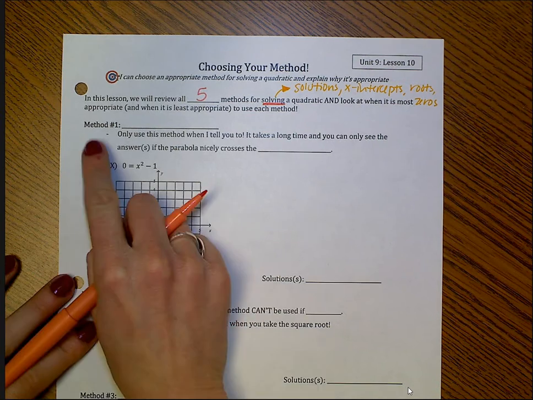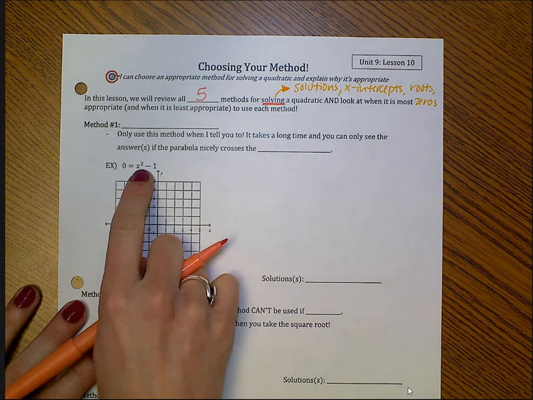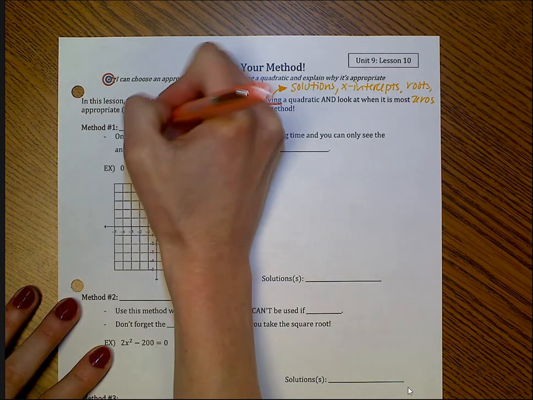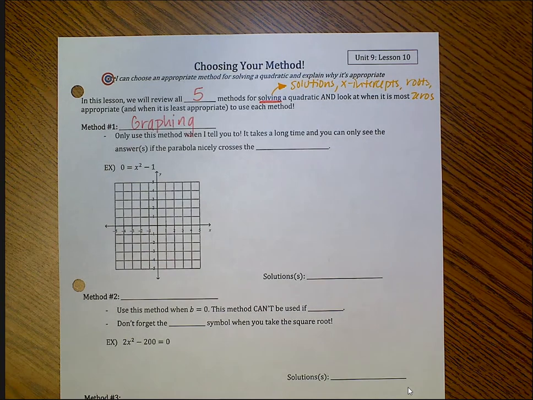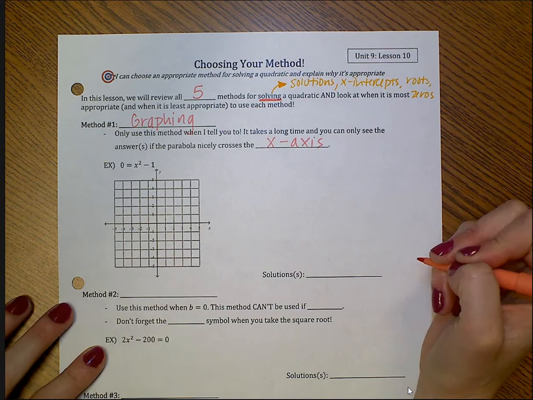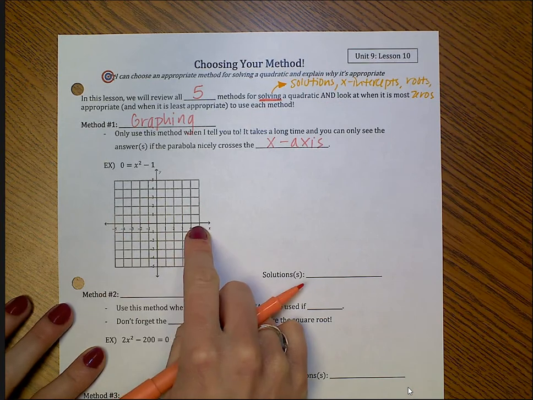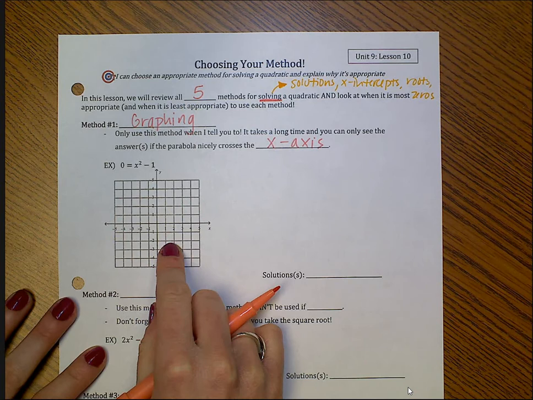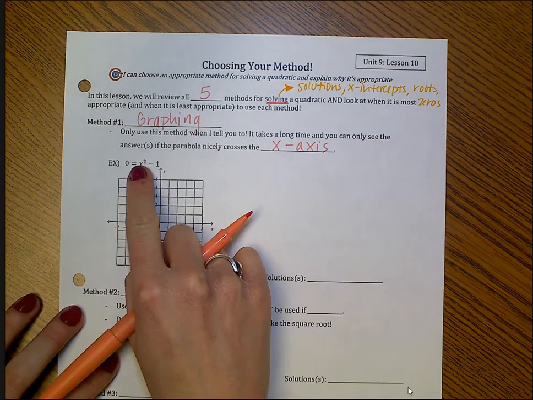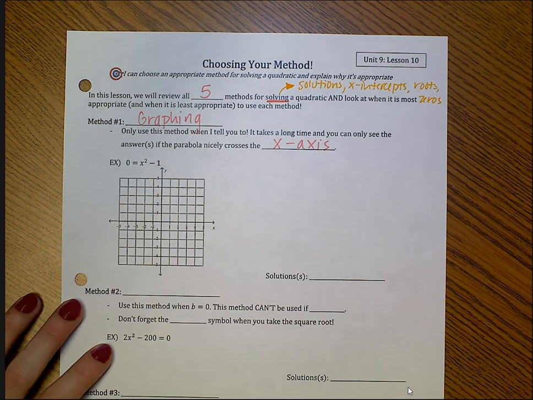Okay, the first method we learned for solving for x when you've got an x squared was graphing. Now, you should only use graphing if I tell you to solve it by graphing. It takes a long time, and it's not a very good method because you can only see the answers if the parabola nicely crosses the x-axis. If the parabola doesn't cross the x-axis at a nice clear point, you're never going to be able to tell the answers. You will have to solve by graphing, with that being said, but I will tell you to do that. So let's remind ourselves how you do that, because I think a lot of us forget the process.